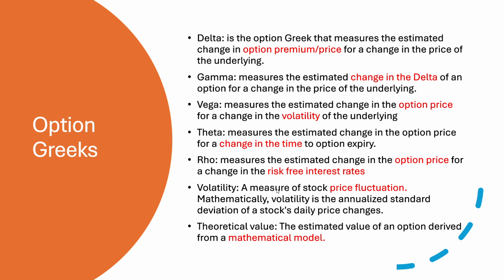Volatility, we all know, is basic price fluctuation, either up or down. And theoretical value: as per the historical value, they do a mathematical calculation, and using that we find some value. For that purpose we have a theoretical value.